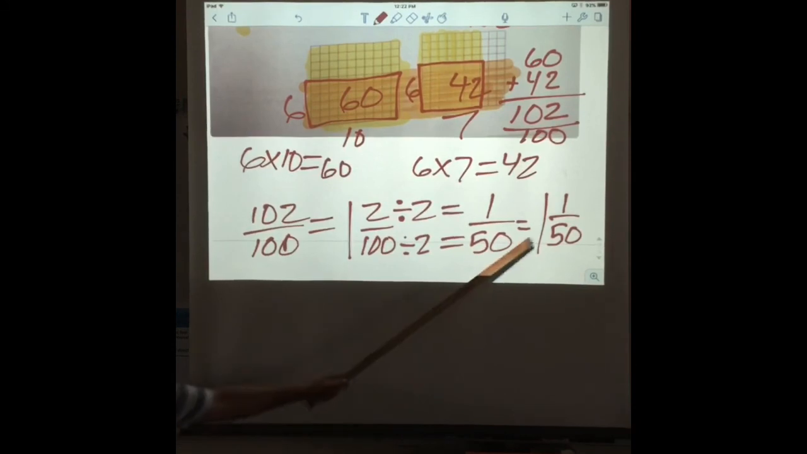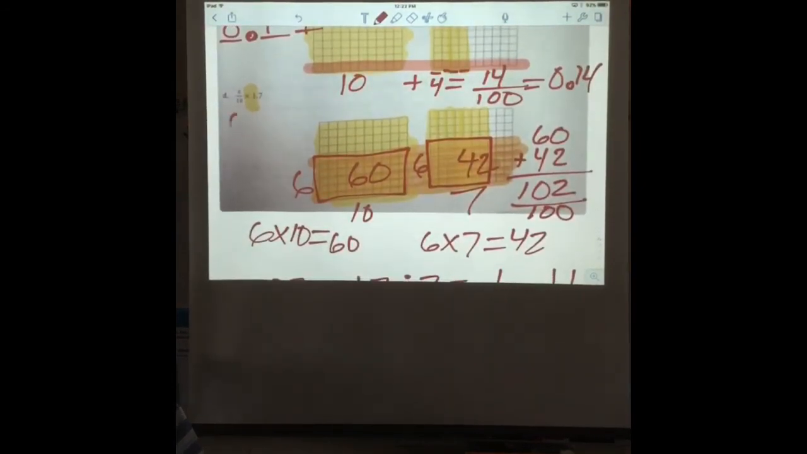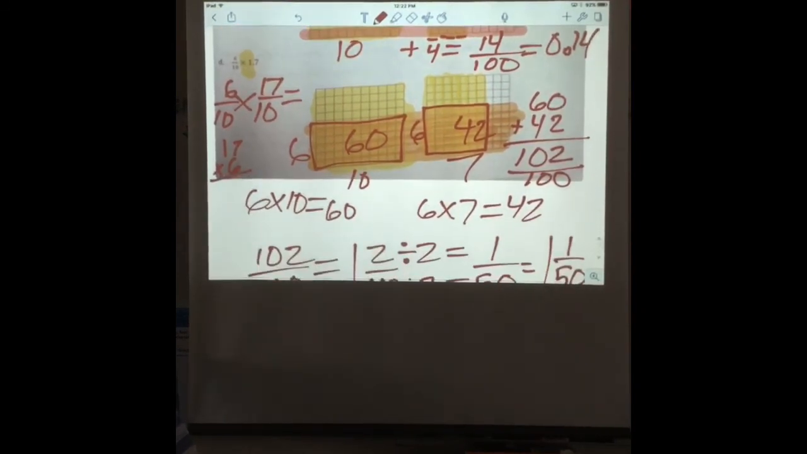So this is how we do this kind of problem. And we could check our math if we wanted. We could do 6/10 times 17 tenths, and that's going to give us what we've already worked out, because 17 times 6 is going to be 102. So that's going to leave us with 102 over 100. So we can do it that way too.